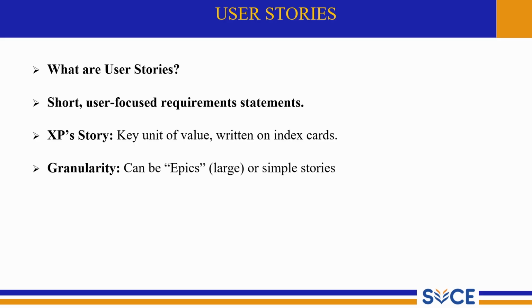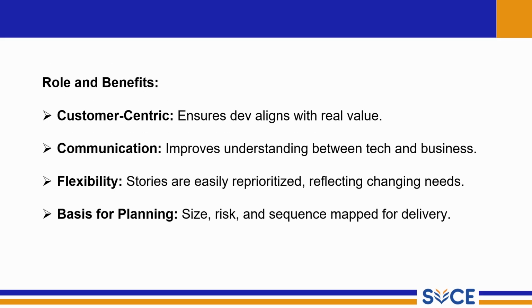Granularity can be epics, large or simple stories. User stories can vary in size. Large stories are called epics, which may take weeks to complete and must be broken down into smaller user stories. Simple stories are small and deliver a single function, usually completed within a sprint. In Agile, user stories convert business requirements into user centered goals, making it easy for teams to deliver real value step by step. And next one is role and benefit of the user.